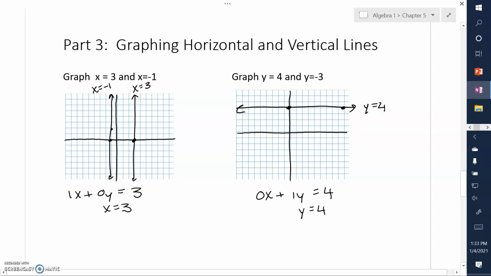Now at this point, I'm going to ask you to pause the video. I want you to try graphing y equals -3 on your own. So please pause the video, graph that line, and then compare. So did you get a line down here at -3 going side to side? If you did, good job. That's how it works.